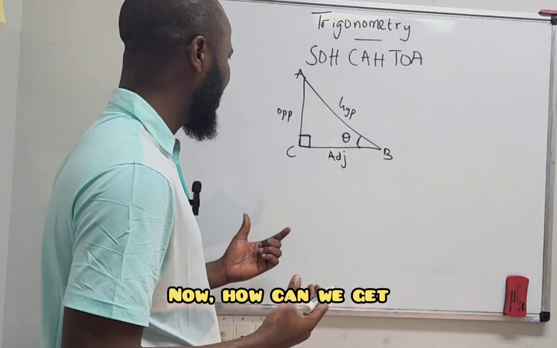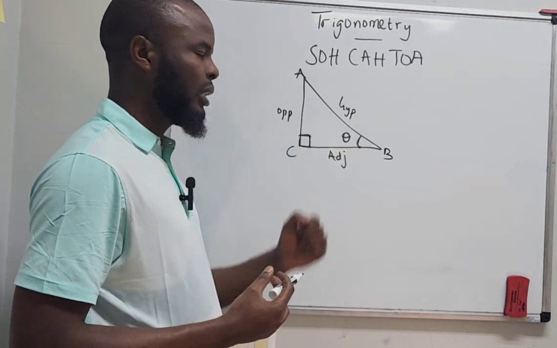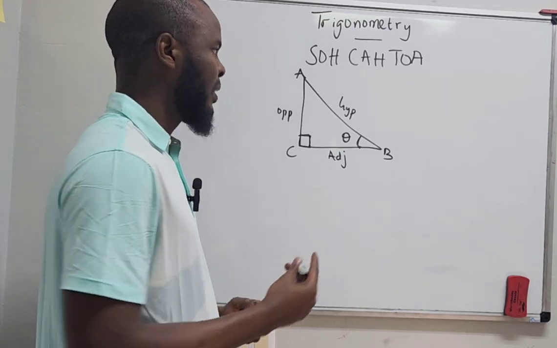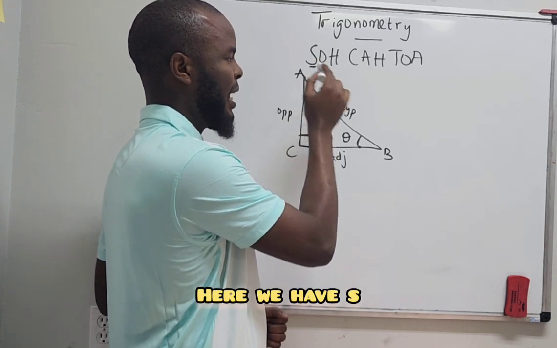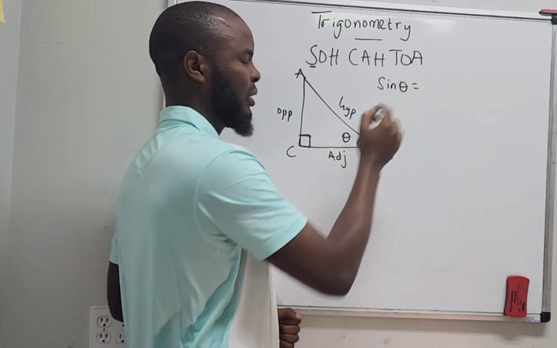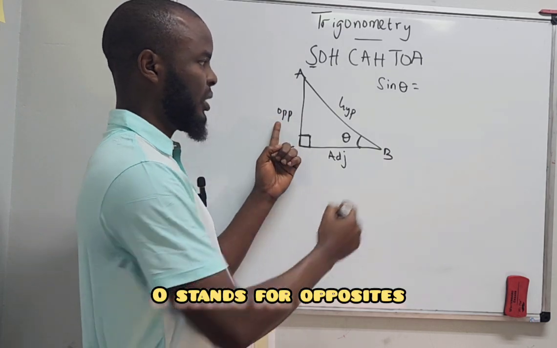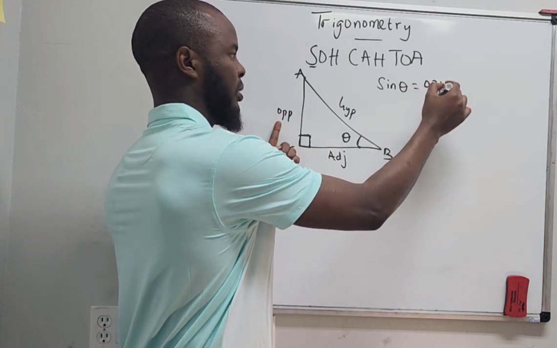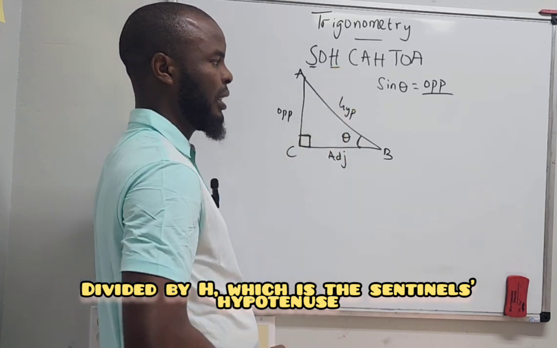Now, how can we get angle theta given any of these sides? This is going to take us to the use of this formula. Here we have S. S is called sine theta, and it is equal to O. O stands for opposite, divided by H, which is the same thing as hypotenuse.